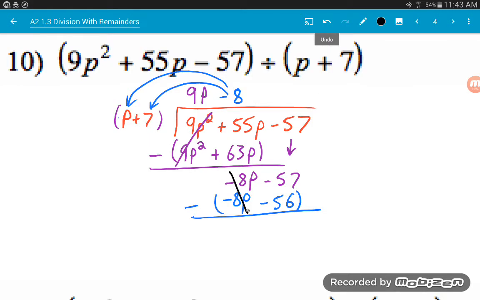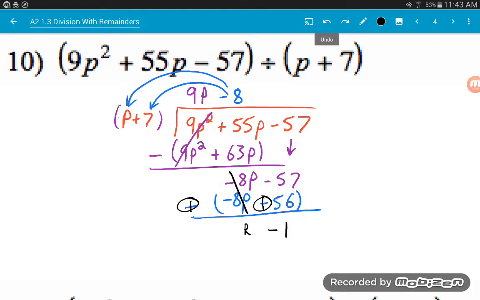Once again, these will cancel out. Negative 57 minus negative 56. Minus a negative is the same thing as adding a positive. A double negative makes it positive. So what I'm thinking is, what's negative 57 plus 56? The answer to that is negative 1. So this is the remainder, but we don't just leave it here.